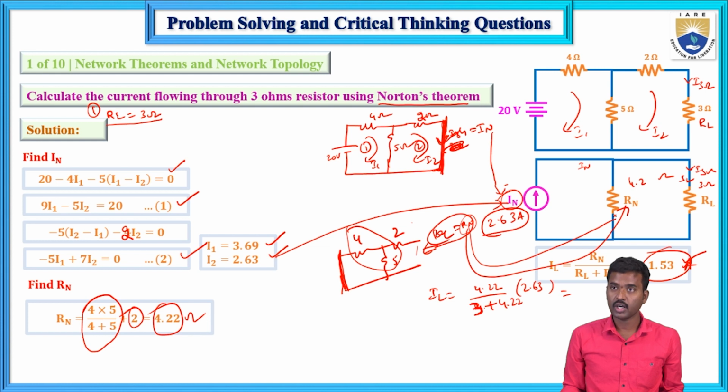Substitute in this. Now from the current division rule, we can determine the current flowing through the load resistance value.